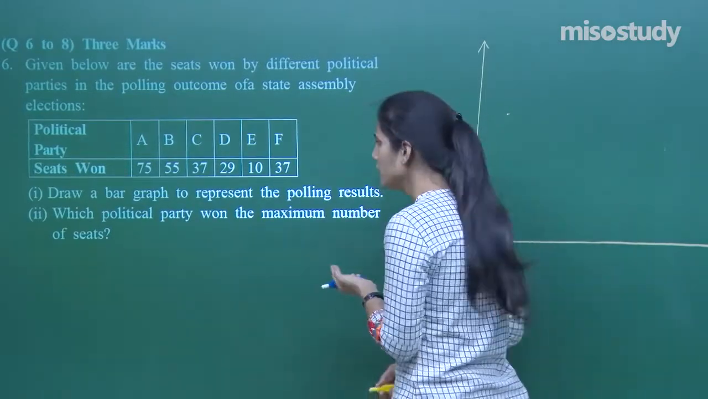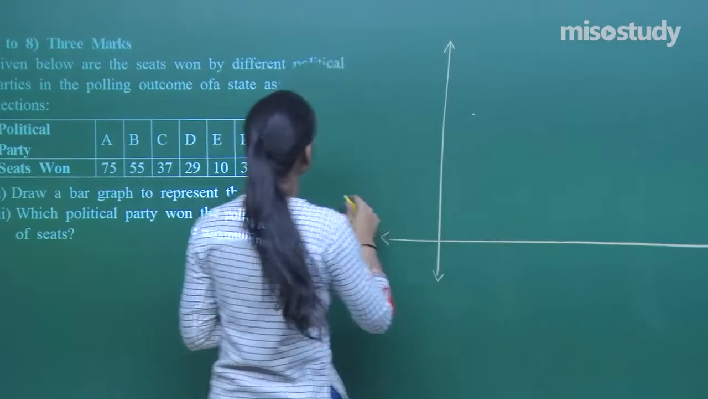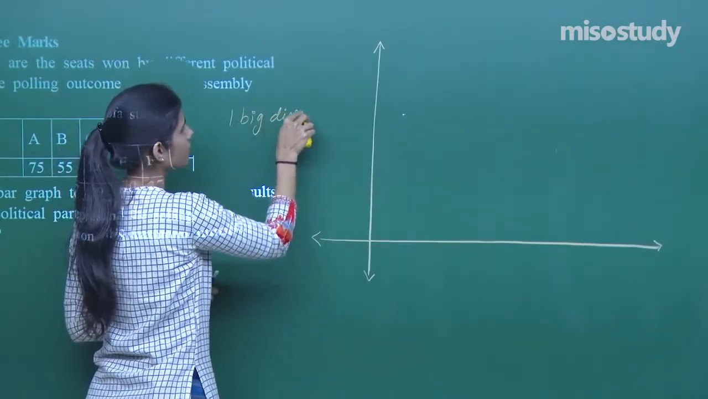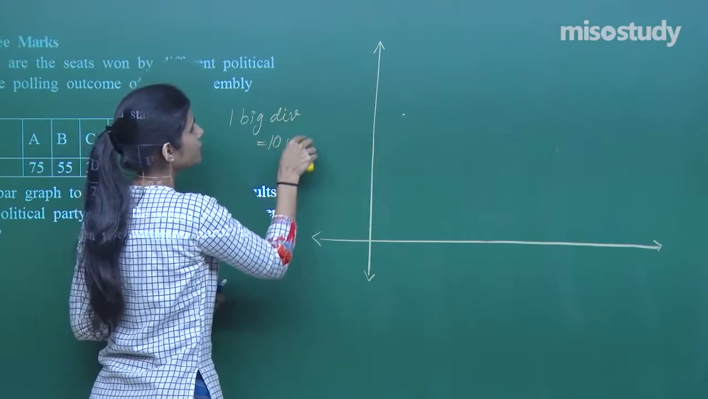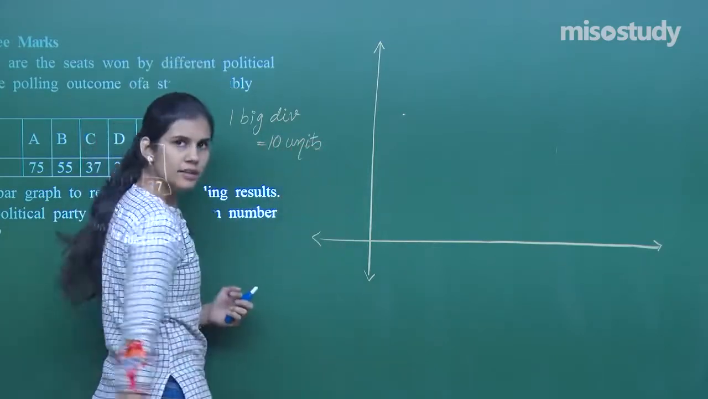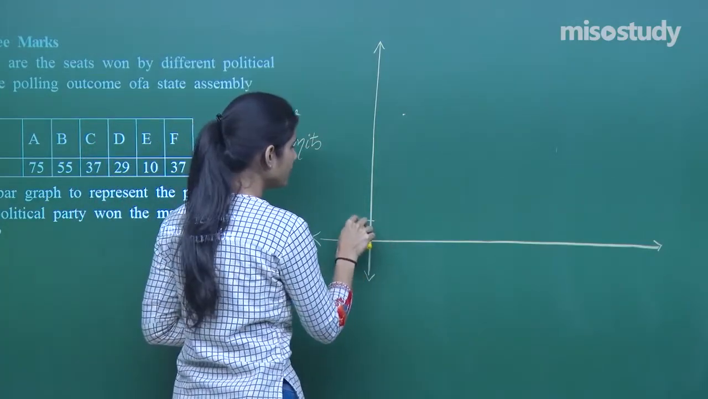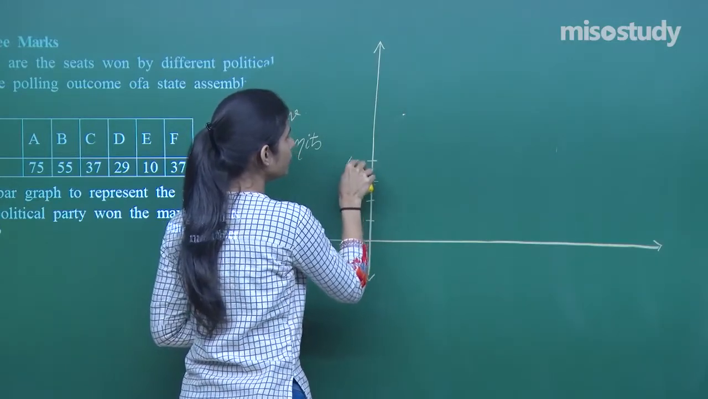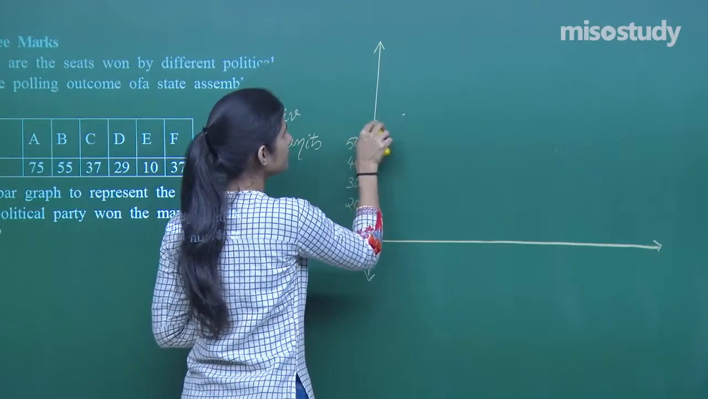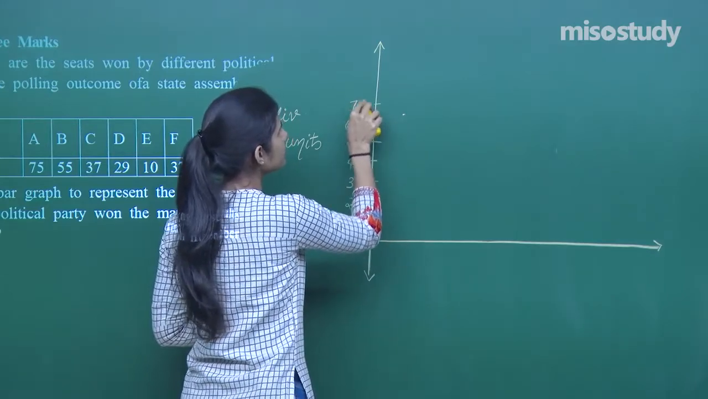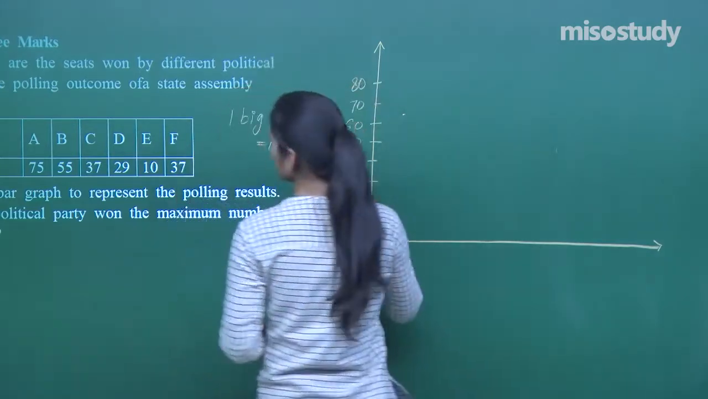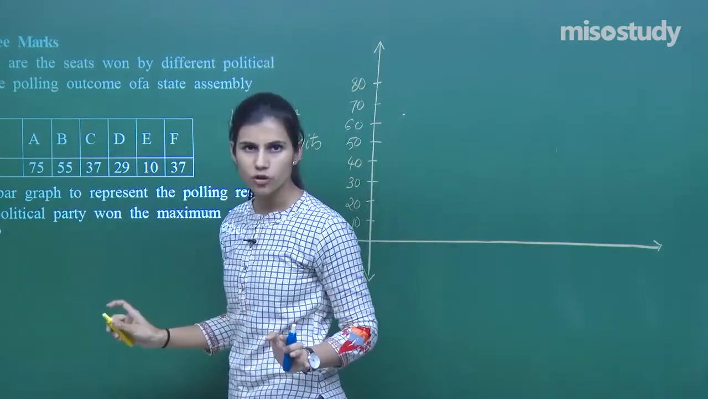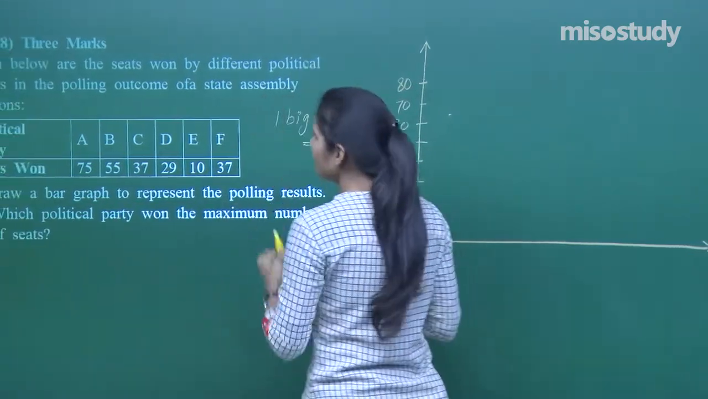So I will be taking on the y-axis one big division of 10 units so that I can incorporate all the values. Fine. So you have 10, 20, 30, 40, 50, 60, 70, 80, that is it. You have maximum is 75. So all values will be incorporated. And you have political parties.